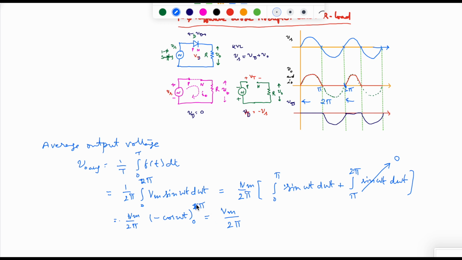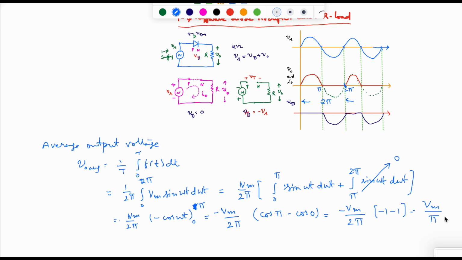So let me remove this one now. So it is from 0 to pi only. And let me take minus outside. So it will be upper limit cos pi minus lower limit cos 0. Okay, so which is equal to minus Vm by 2 pi. So cos pi is minus 1 and cos 0 is 1. So minus 1 minus 1 is equal to minus 2 and into minus, so it will be 2. 2 and 2 will get cancelled. So the value will be Vm by pi. Okay, so this is the value Vm by pi.